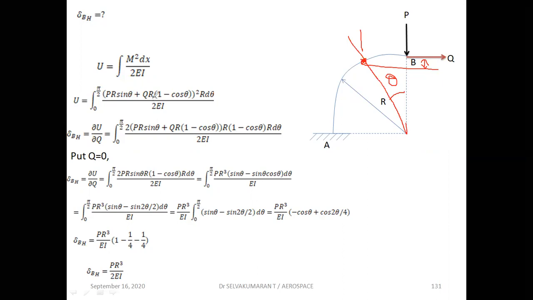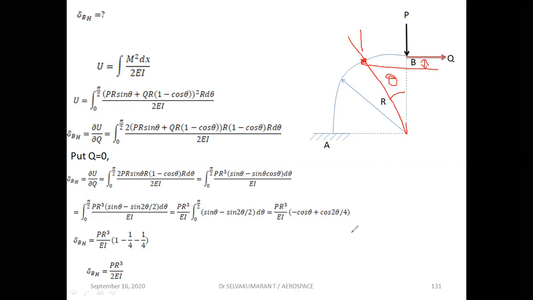You can see here Q into r into (1 minus cos theta). So this is the total moment. So M square dx, or ds, whatever it is, arc length r d theta, divided by 2EI. Now partially differentiate with respect to Q, ∂U/∂Q. After differentiation, partially, r into (1 minus cos theta), we will get one extra term because we are differentiating partially. So you get this term, and put Q equal to 0.